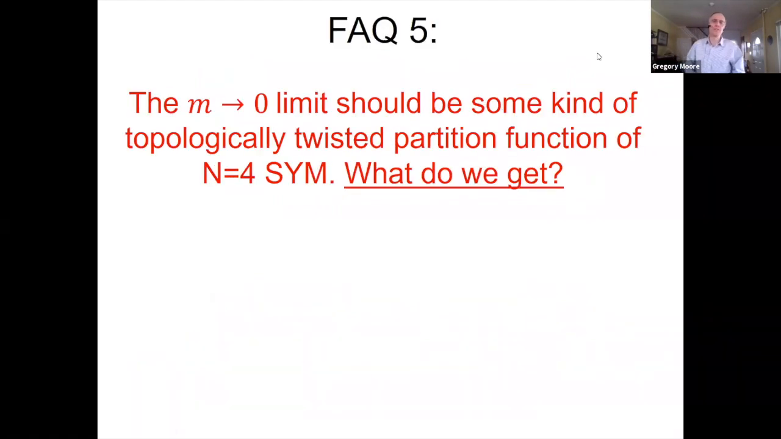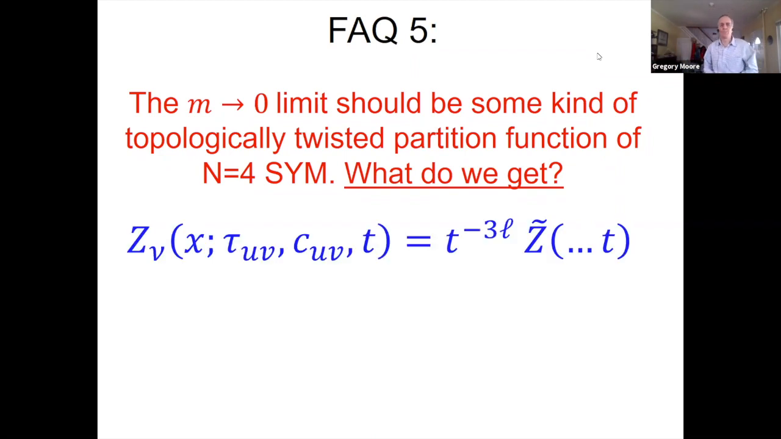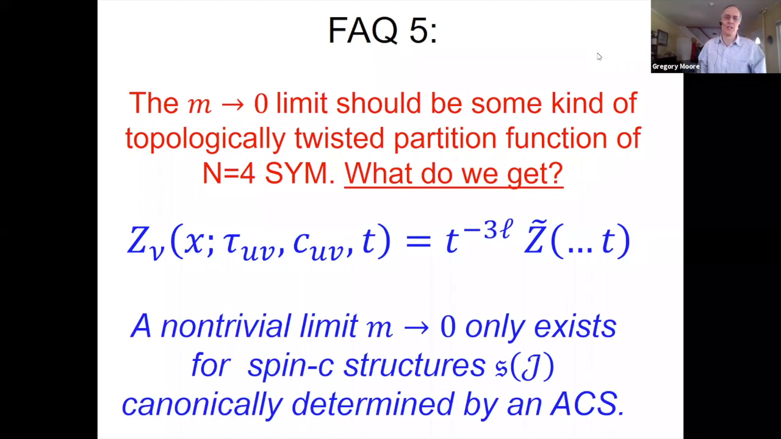Finally, the m to 0 limit should be some kind of topologically twisted partition function of N=4 super Yang-Mills. So what do we get? Well, the t, or mass dependence, turns out to look like this. There's an overall factor of t to the minus 3L times a function z tilde, which has a good t goes to 0 limit. So it's going to blow up or go to 0 unless little l is equal to 0. So a non-trivial limit only exists when the spin C structures are determined by an almost complex structure.